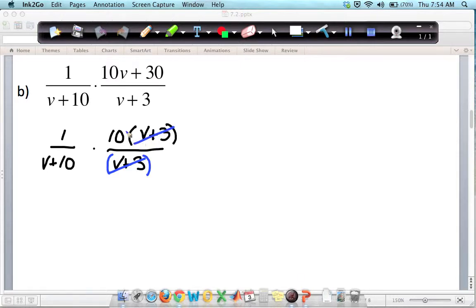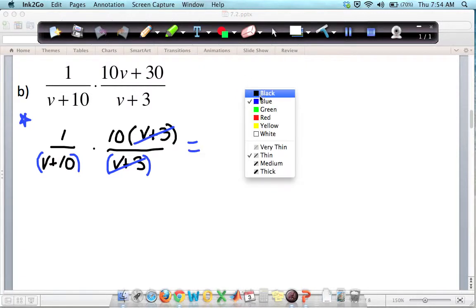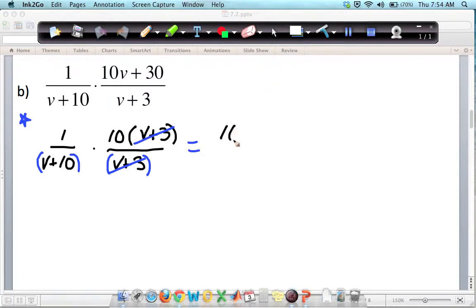And then this is where you need to be really careful. Remember, this v plus 10 can only be canceled if there's another v plus 10. The v and the 10 have to stay together because of that plus sign. So you cannot cancel this 10 with this 10. That doesn't work that way. This whole thing has to stay together, so you might want to put parentheses around it to remind yourself. Then I'll go ahead and multiply. In the numerator, we have a 10, and then in the denominator, we have a v plus 10.